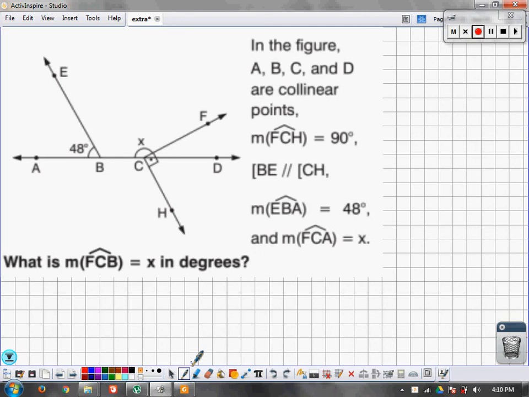So now she asked this question. Perhaps some of you have solved it, but let's try to make it very fast. Let's read. A, B, C, D are collinear points, which are on the same line. They are all on the same line. After that, the 90 degree angle, which is given, I think, is F, C, and H. And B, E, and C, H are parallel. We show them by using an arrow, so it will be easier to think how it works.